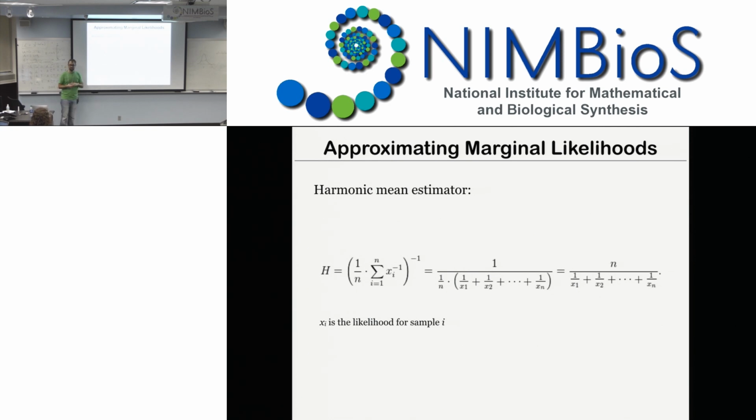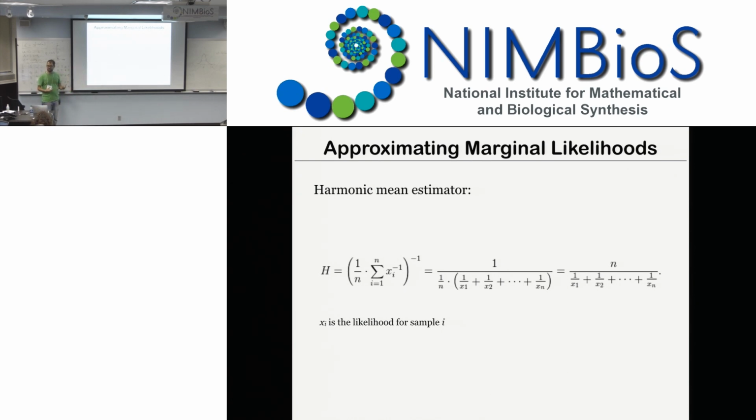One way to do that was the harmonic mean estimator, which was used for quite a long time in phylogenetics to estimate marginal likelihoods. You could compute the harmonic mean estimator directly from the output of the posterior distribution. So you were just running a standard MCMC analysis, and then you took the likelihood values and computed that harmonic mean, where x1, x2, and so on are the likelihoods of the samples that you were using.